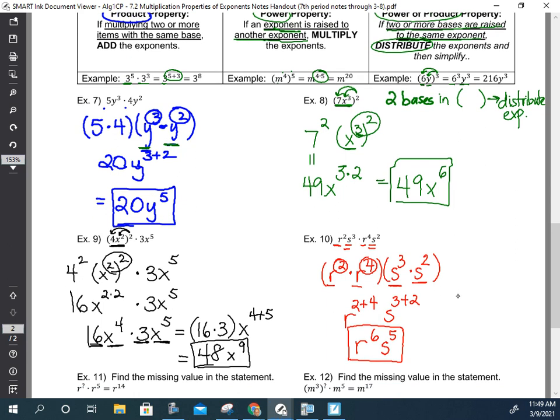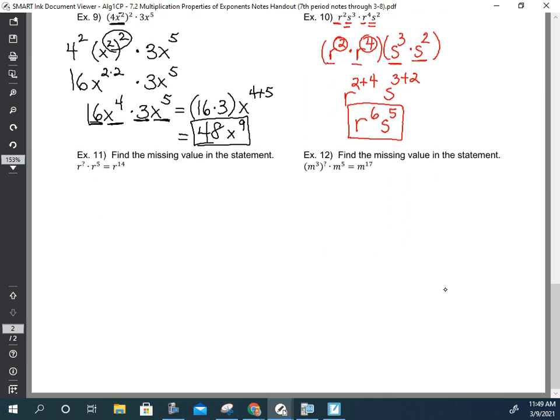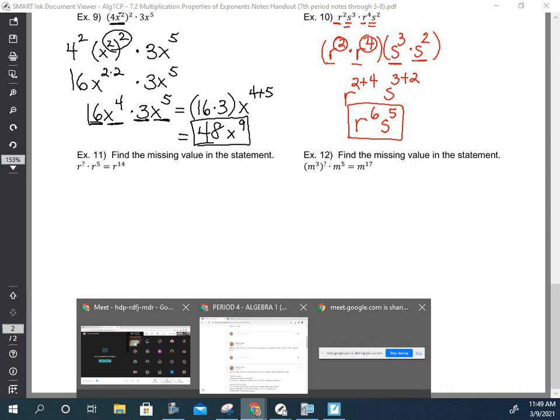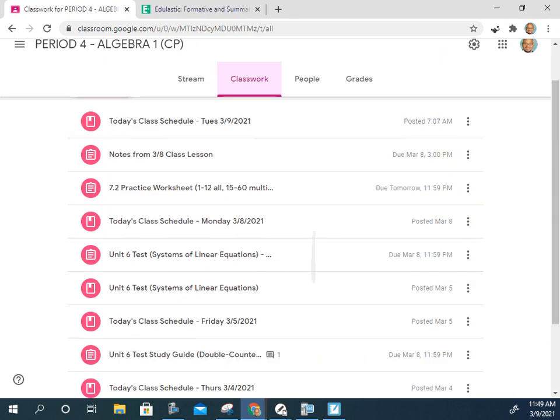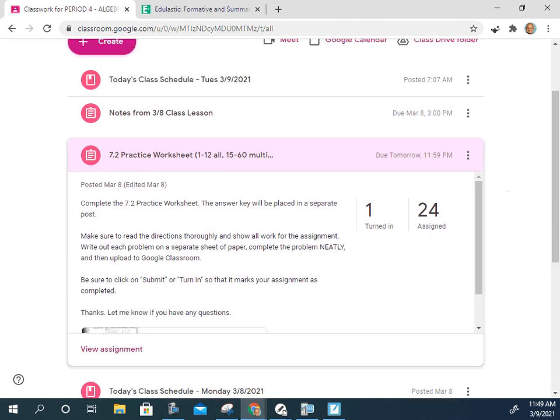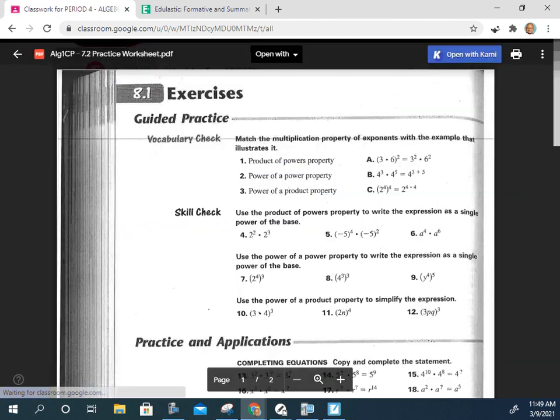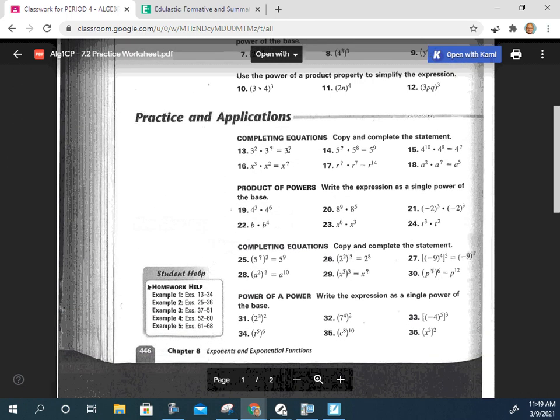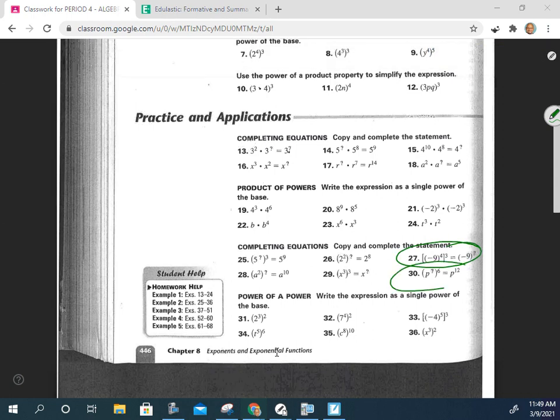So we have two more examples that we're going to work on, and these align to a couple of the problems that are on your homework that's due tomorrow. So if I were to pull up your homework that's due tomorrow, let's see, 7.2 practice worksheet, 1 through 12, all 15 through 60, the multiples of 3. So you have some problems that ask you to complete the equation, like problem 27 and problem 30, problem 15 and problem 18. So this is help with those types of problems.